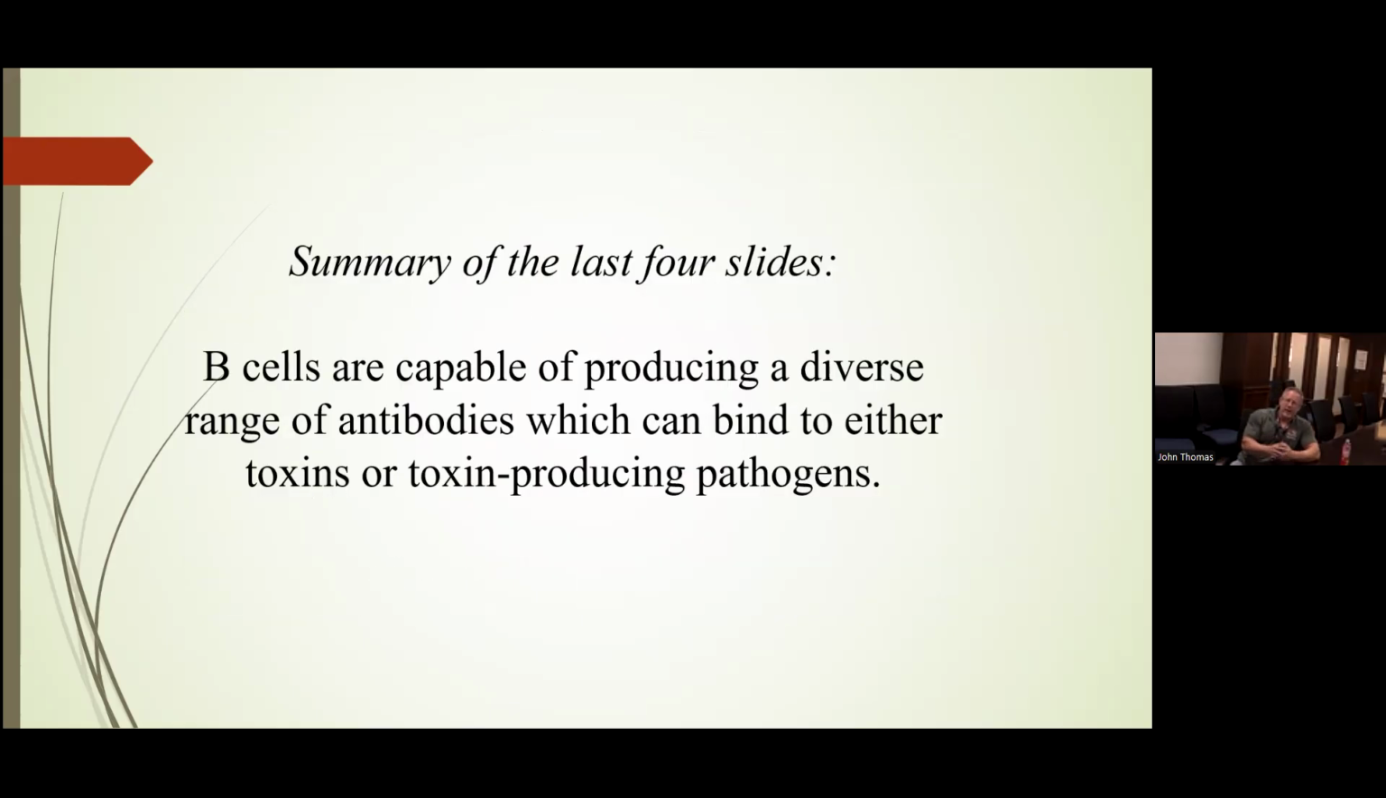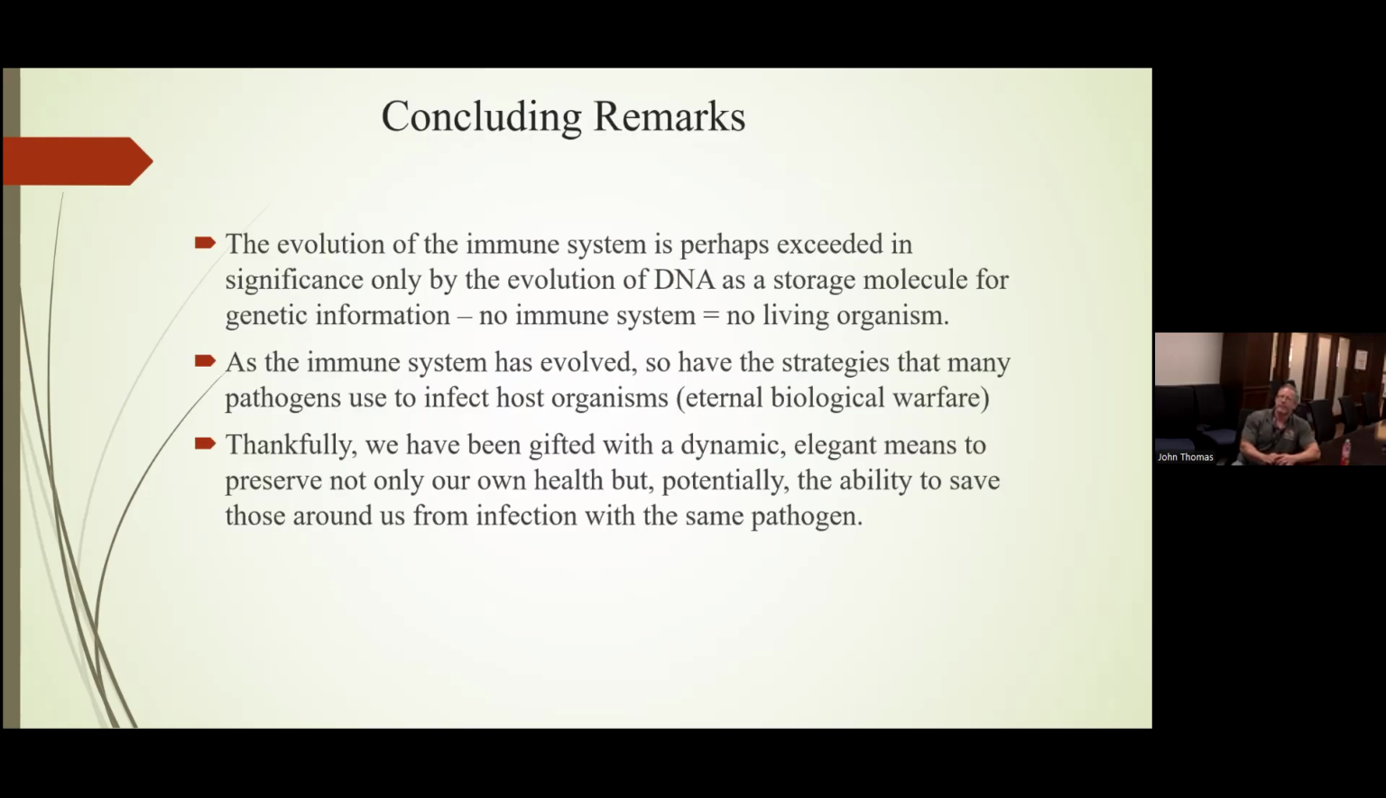So if we summarize the last 4 slides, just as we talked about with T cells, B cells are also capable of producing a diverse range of antibodies, which can bind to either toxin or toxin-producing pathogens, leading to the removal and clearance of those things from the host.